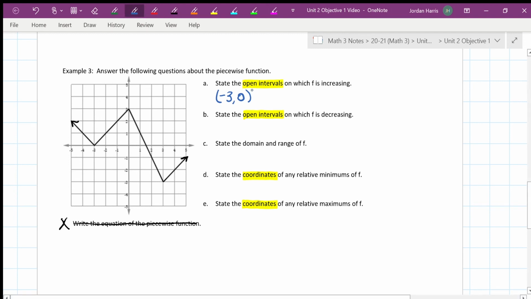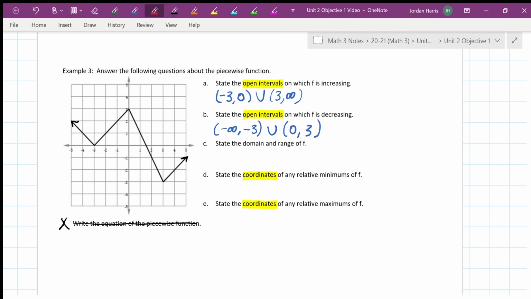Okay, we have to add another one, so we need a U. Remember, that means there's more. So this is going from 3 to positive infinity, because that is to the right. 3 to infinity. Okay, open interval where it's decreasing. So we have decreasing here, that is from -infinity to -3. U, we have another section right here from 0, be careful, 0 to 3.